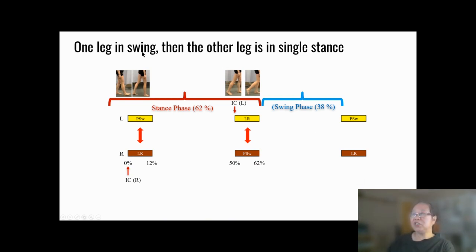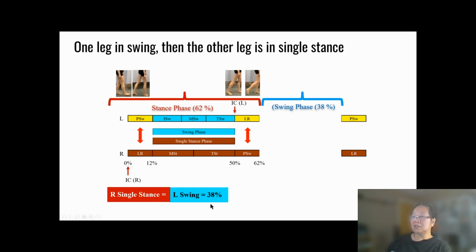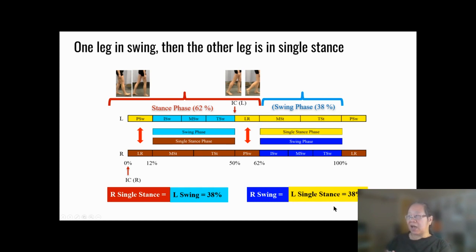And this is very intuitive. If one leg is in stance, right side in single stance, the other leg must be in the air. So the left side will be swing. The same, if the right side is swing, then only the left side is in single stance.